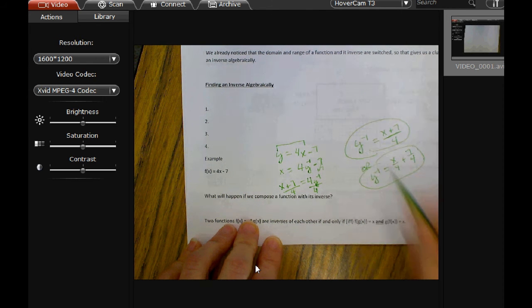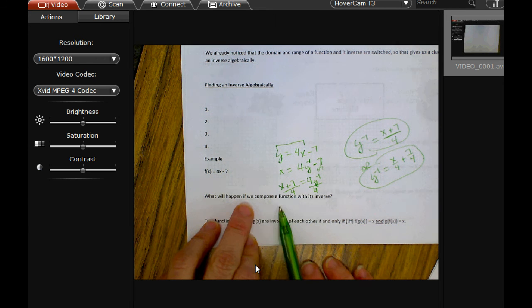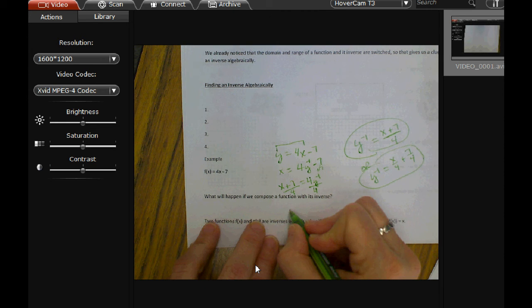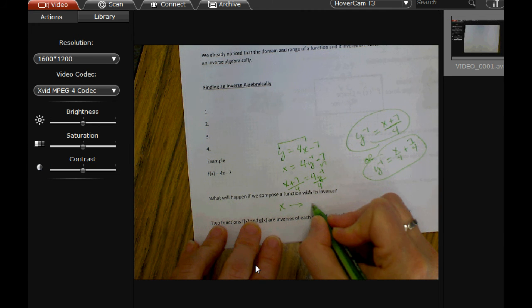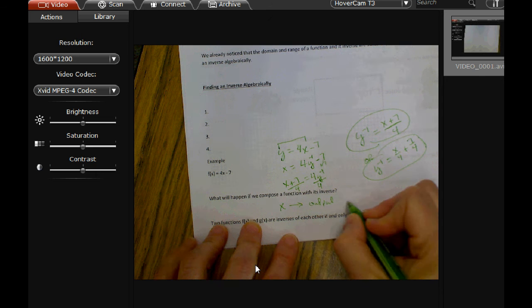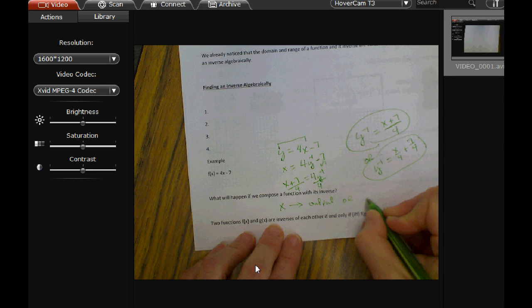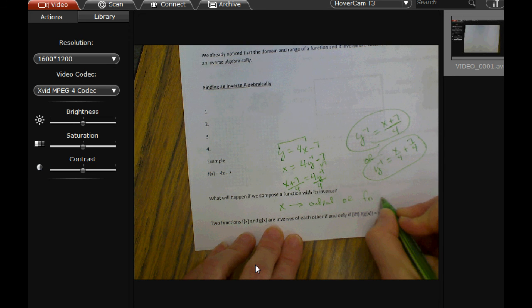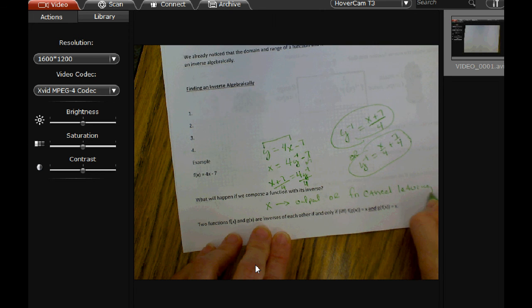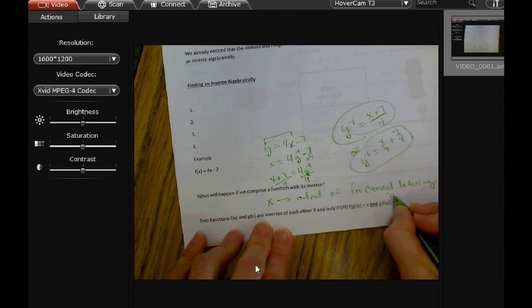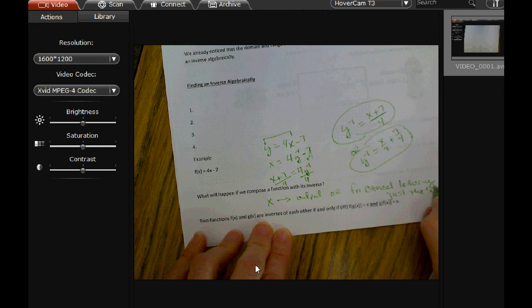Either equation is acceptable. What's going to happen if we compose a function with its inverse? We said this on the front. Your original domain, or your x, becomes the output. Or the functions cancel each other, leaving just the x value. And I'm saying x because it's whatever you put into it.